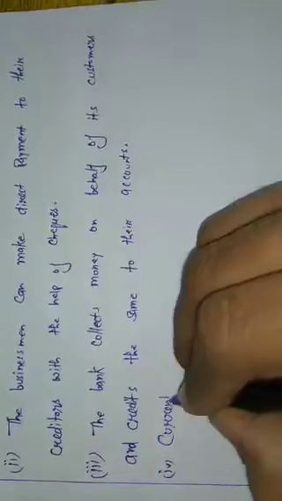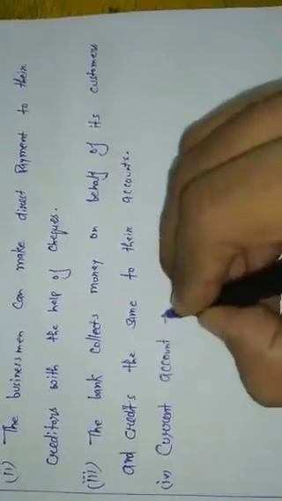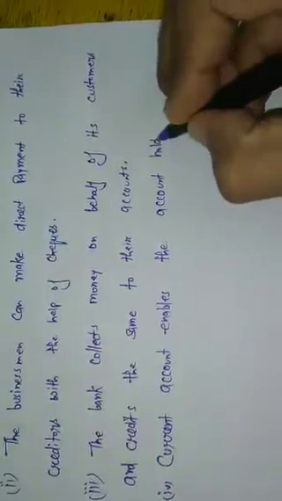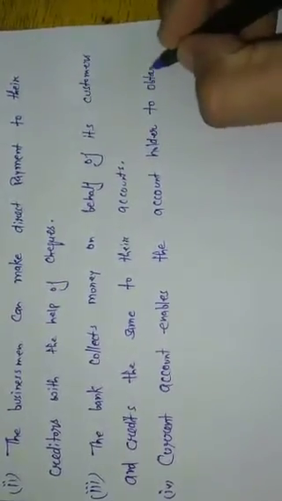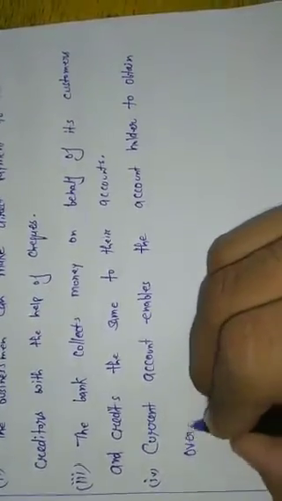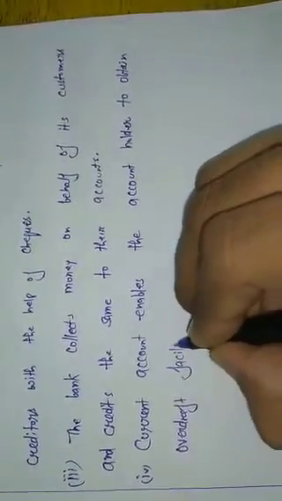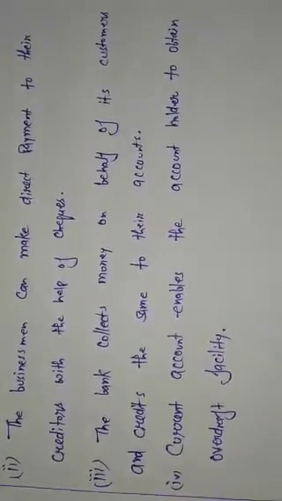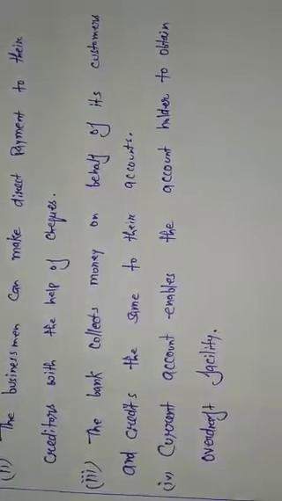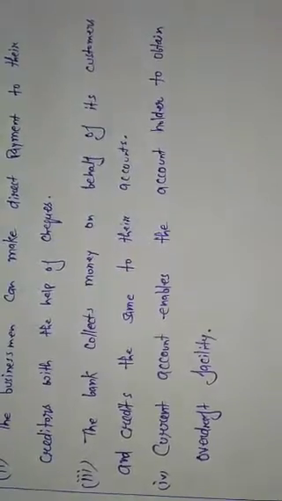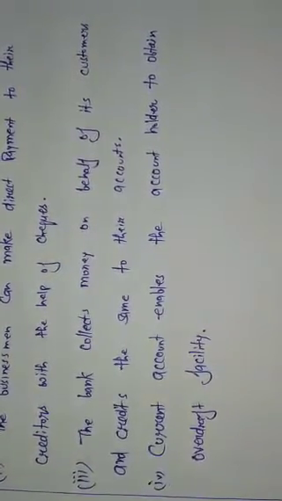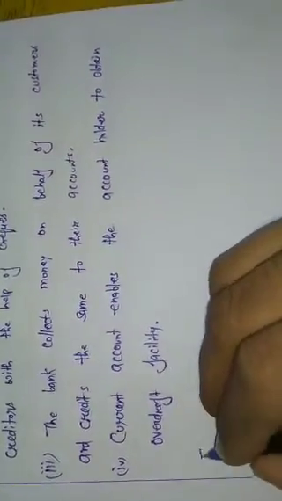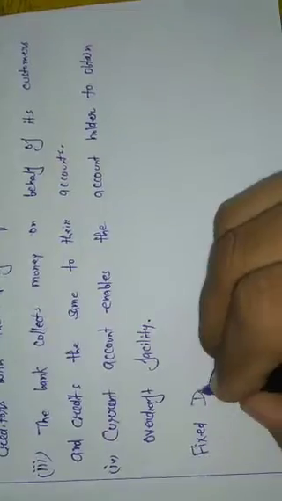So that facility is beneficial for the current account holder. Here you will write: current account enables the account holder to obtain overdraft facility. So these are the benefits of the current account, and these benefits relate only to the businessman because a current account is opened by a businessman only. The facility of opening a current account is provided only to the businessman.